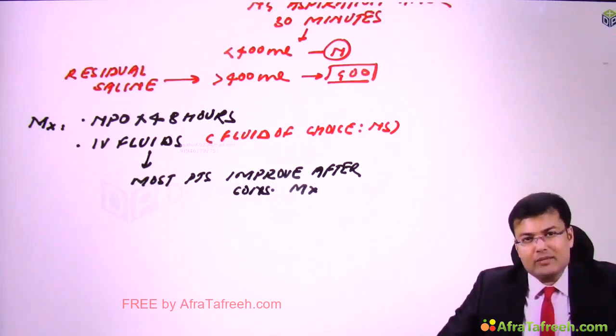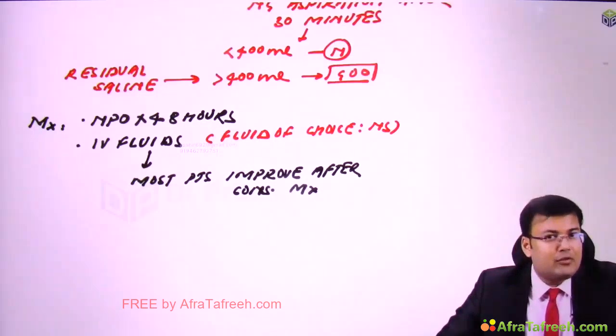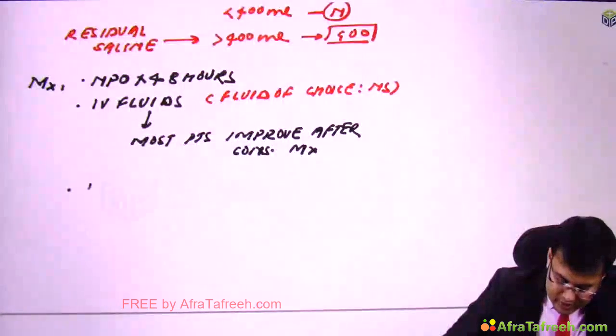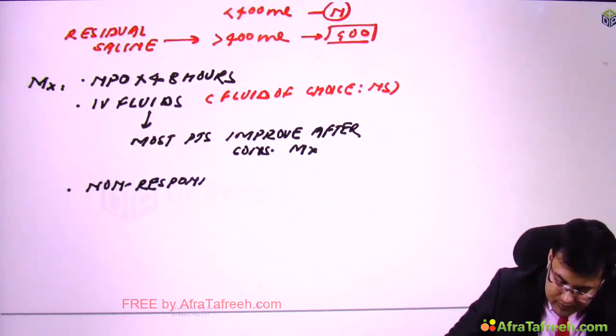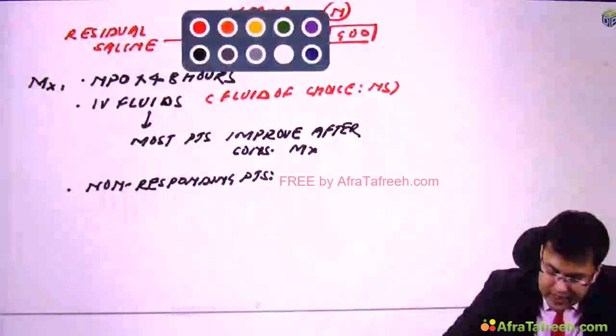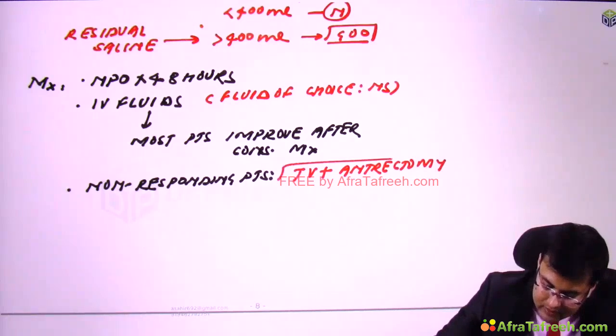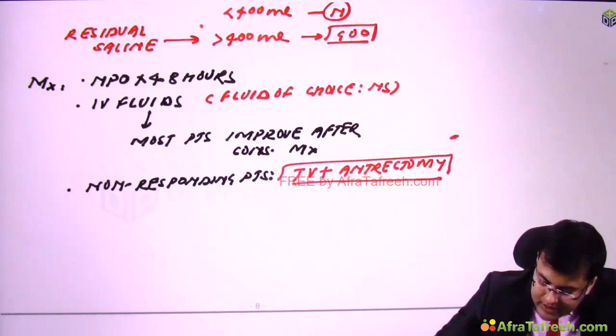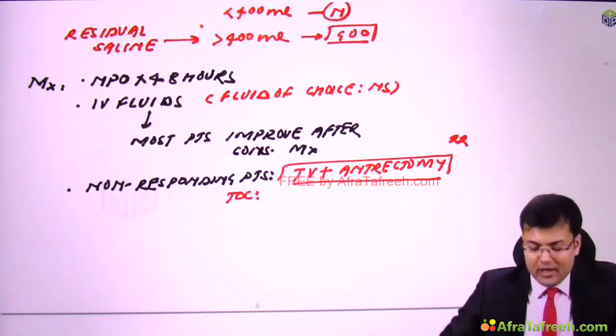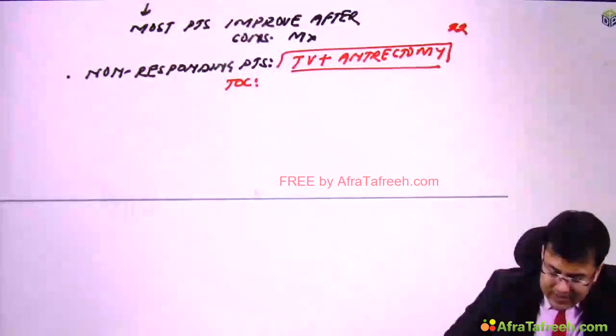And for non-responding patients, what do we have to perform? We have to go for surgery. And with surgery, generally the treatment of choice is truncal vagotomy plus antrectomy. This question is asked. This is the treatment of choice in gastric outlet obstruction.